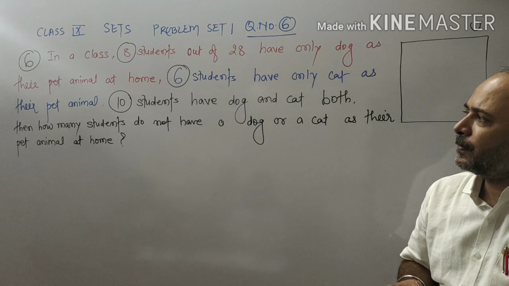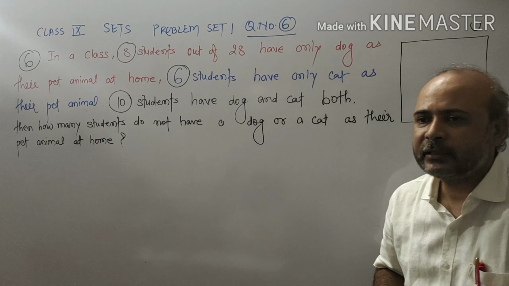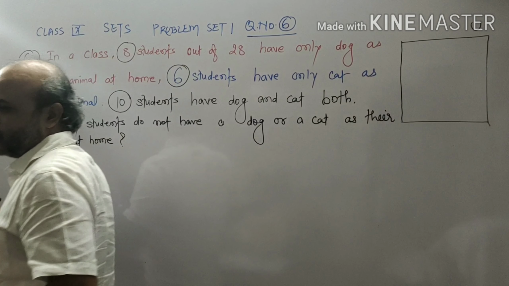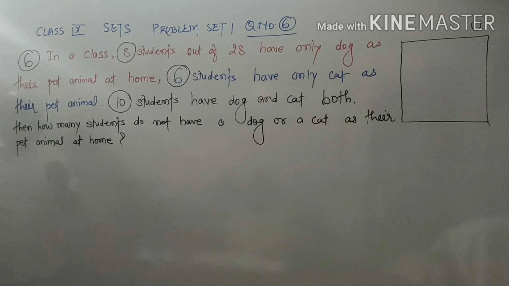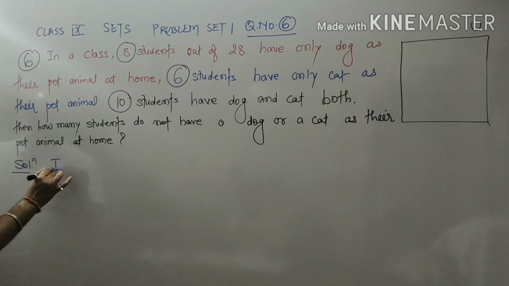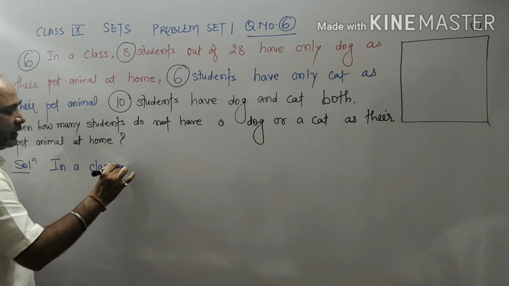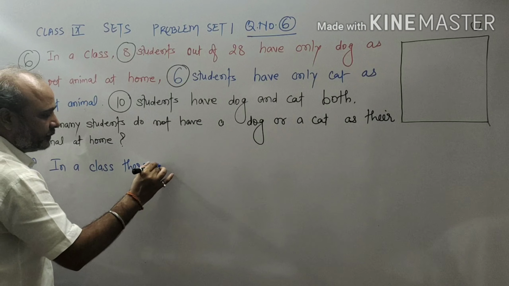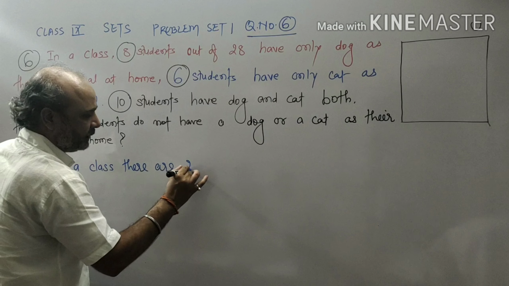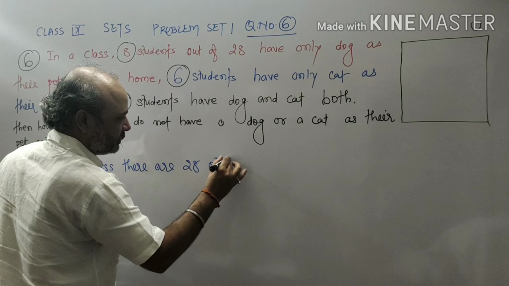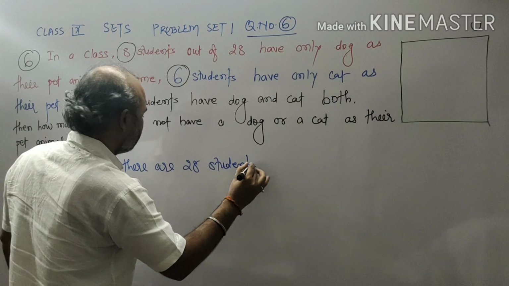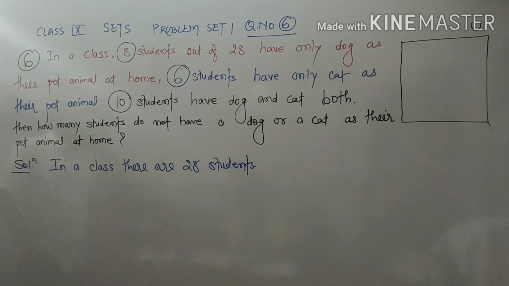So student, how many students are there? 28 students. So we'll write the solution. In a class there are 28 students.